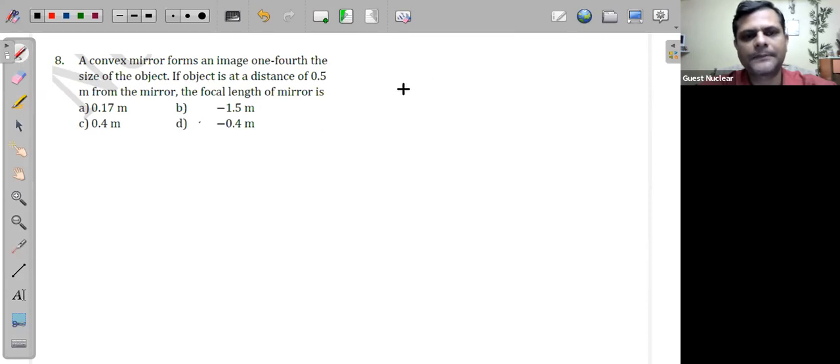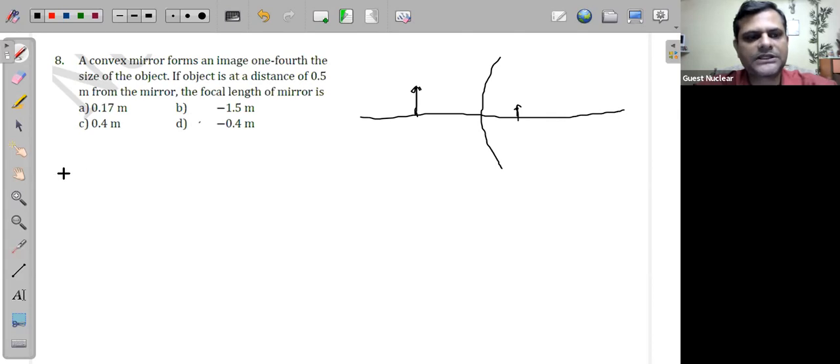So a convex mirror forms an image 1/4 of the size of the object. What does it mean? Suppose this is the convex mirror and this is the object we have placed in front of it. So an image of 1/4 the size is formed here, this is given. So it means that the size of the image is going to be 1/4.